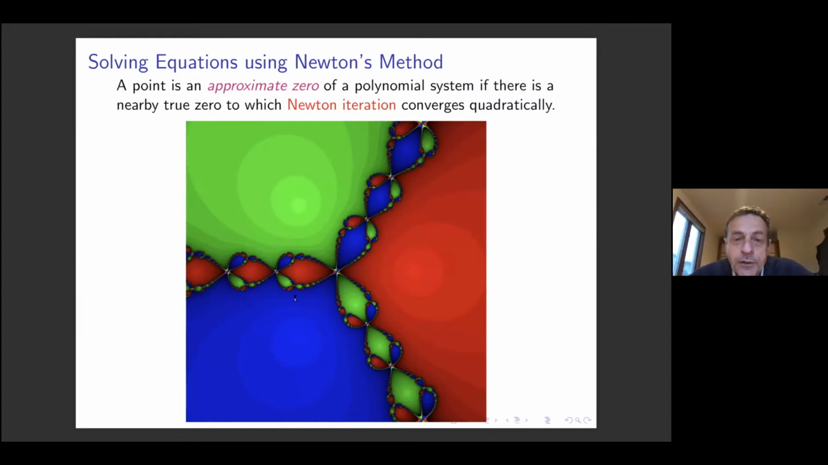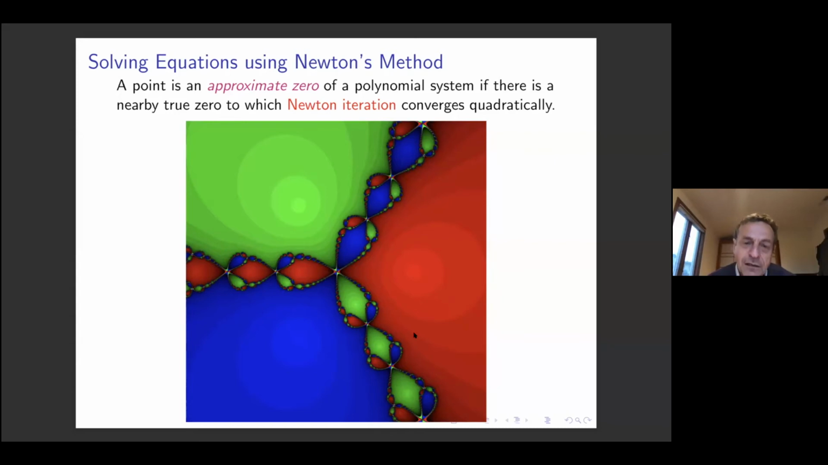So a cubic polynomial in one variable has three roots, a green root, a red root, and a blue root. And in the complex plane, they might be here and here and here. Now you can see this fractal picture. So those are the regions, the basins of attraction of Newton's method. Newton's method is an iterative method you learn in high school or in undergraduate for approximating the root.